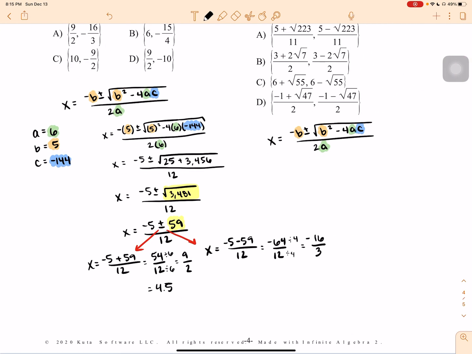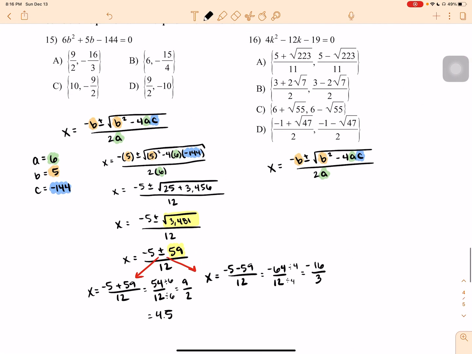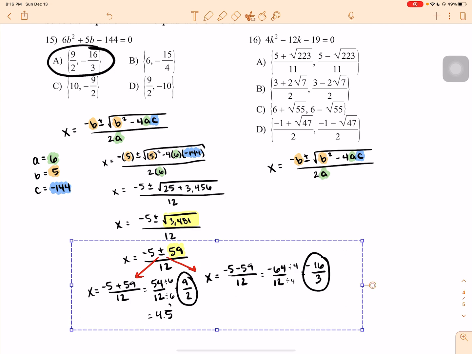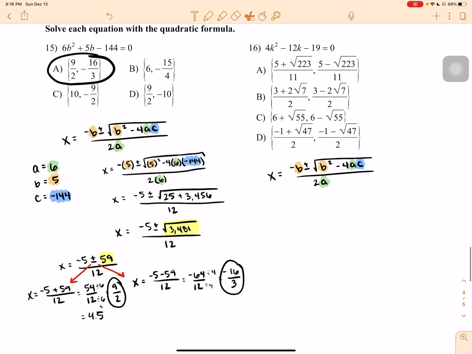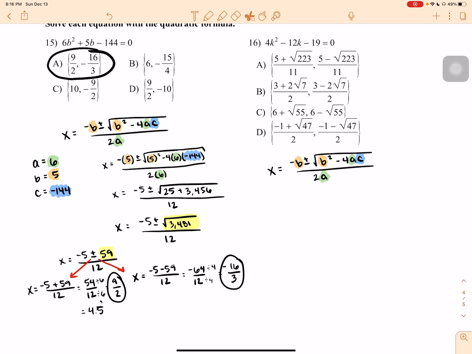So let's see if any of those are my answer choices here. Yeah, I have 9 over 2 and -16 over 3. Answer A. Okay, so that is that. I'm going to move this over here. All right, so that's how you guys would do that one with the quadratic formula.